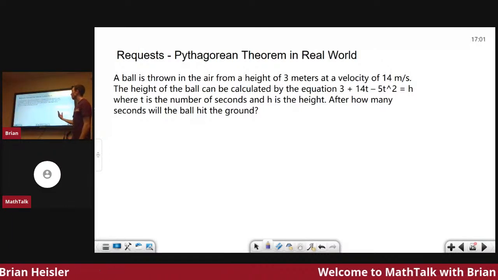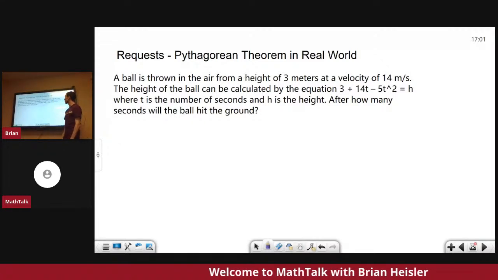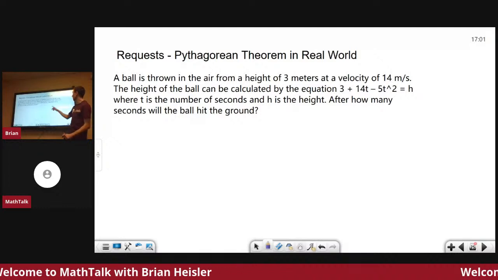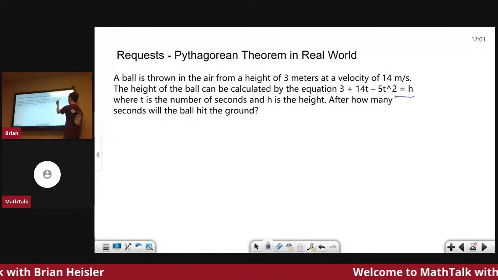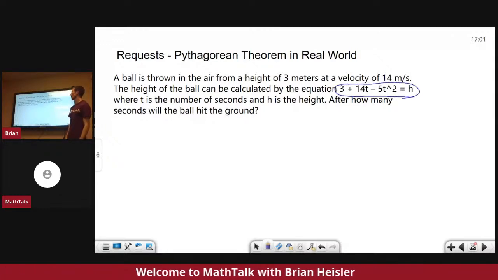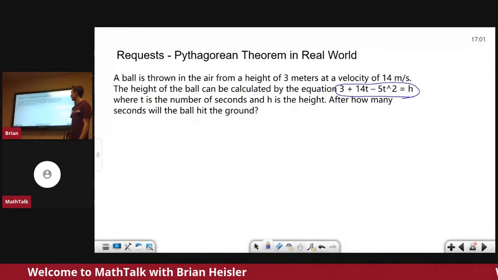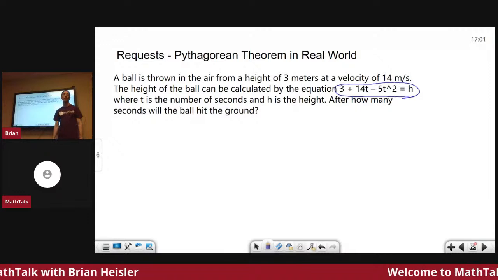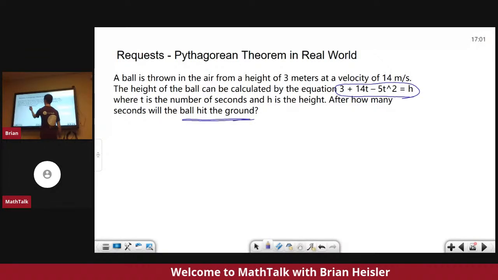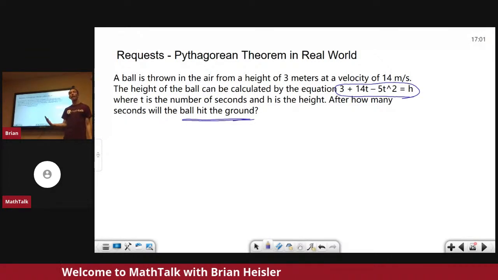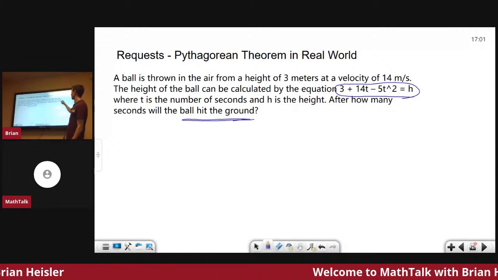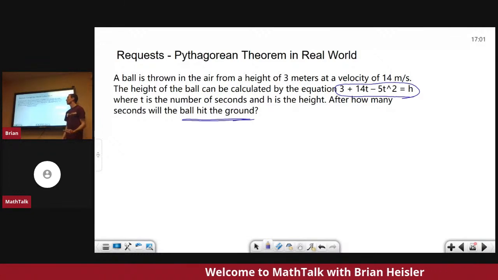All right. This one says a ball is thrown in the air from a height of 3 meters at a velocity of 14 meters a second. The height of the ball can be calculated by the equation given, which means I'm going to use it because it's an equation they give me, so it has to be important. They tell me t is the number of seconds and h is the height. After how many seconds will the ball hit the ground? An important piece of information is that we're looking for when the ball hits the ground. And when the ball hits the ground, the height of it is 0 because it's on the ground. So that is an important thing to plug into the equation they gave me and solve.